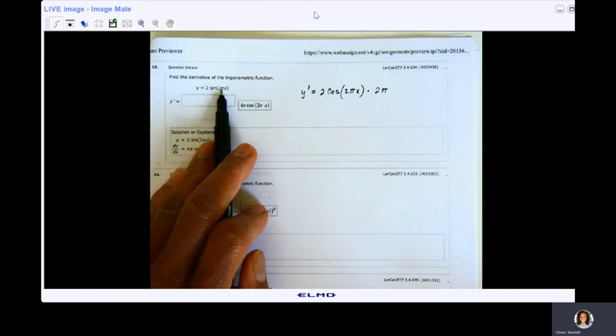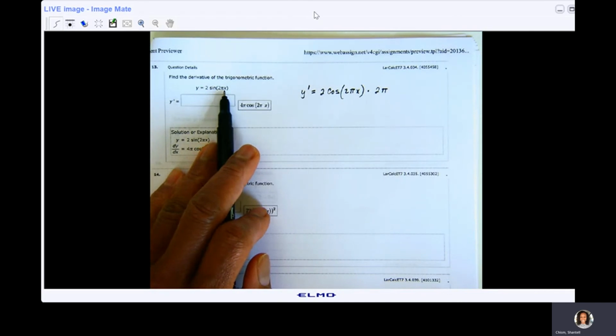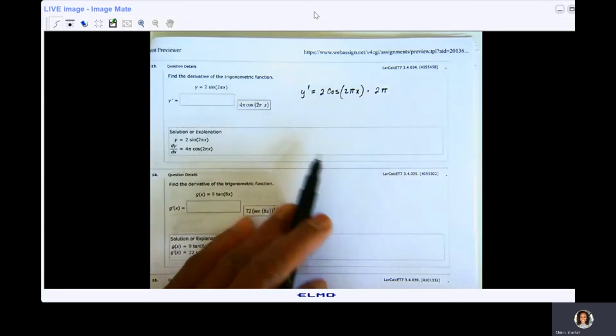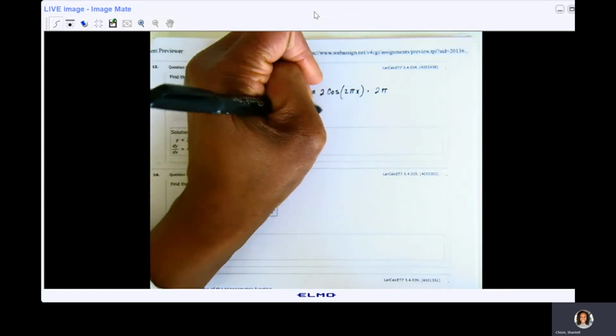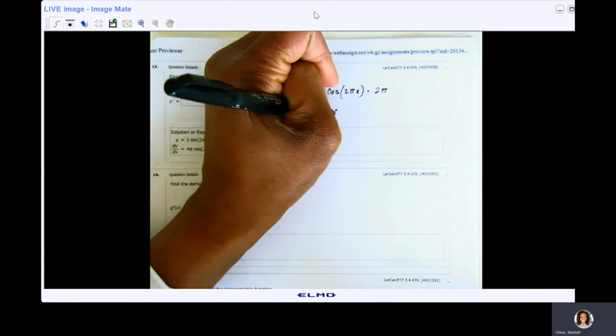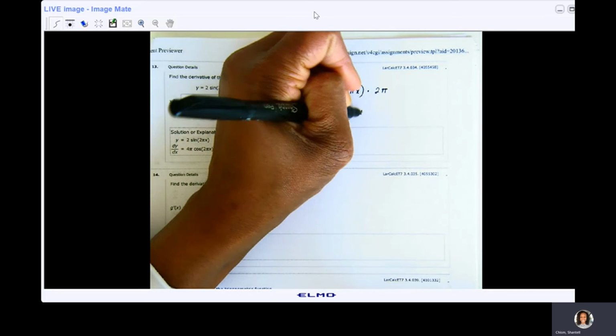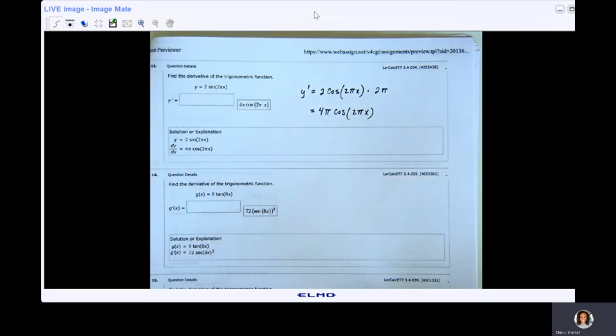Why? Because pi is just a constant, just like 2 is. Think about it. The derivative of 2x would just be 2, so the derivative of 2 pi x would just be 2 pi, because pi is just a constant. It's just 3.14, just symbolic. So then, cleaning this up a bit, 2 and 2 come together to give us the 4. Put the pi up front as well, and then you have cosine 2 pi x. And that's your answer.